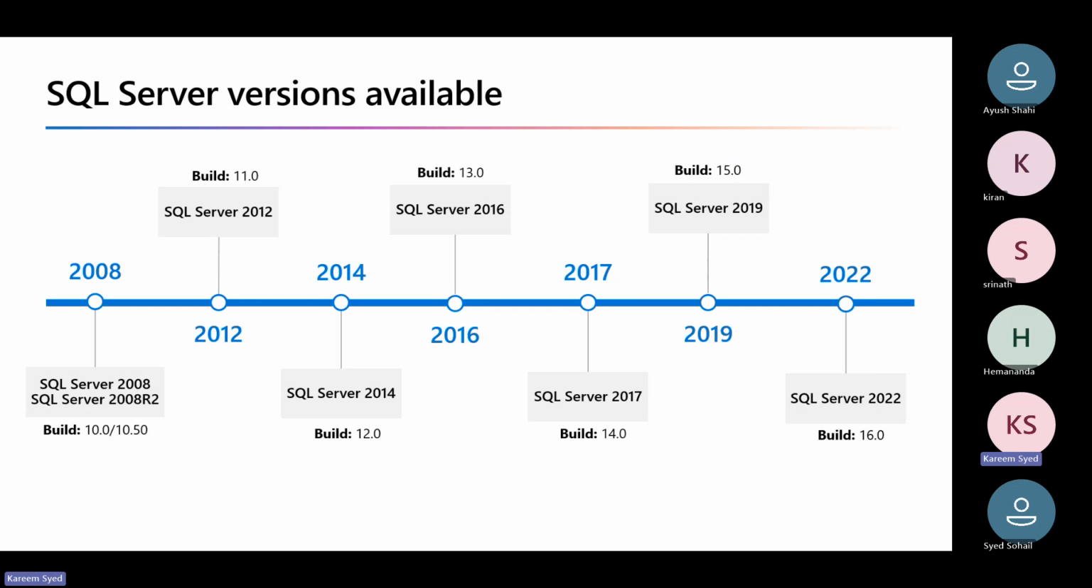Currently, in the production environment in organizations, we are working with which versions? 2016, 17, 19, 20, 22. Yes, 2008 also. Before that, we have 2005, then the 2000 version. Before that, we have 6.5, something like this. It was first introduced in 1989 with the 1.0 version. But these are our latest versions.